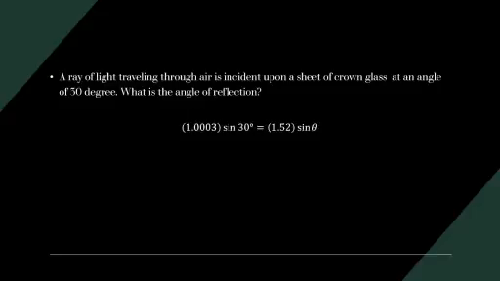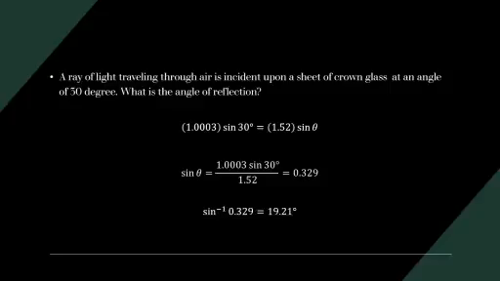Setting it up, we're in air, so it'd be 1.0003 sine of 30, the angle you hit into it, is equal to crown glass, which on the previous slide says it's about 1.52 sine theta. Divide by 1.52, and that gets you 0.329. Take the inverse sine of it, which means that the angle coming out on the other side would be about 19.21 degrees.